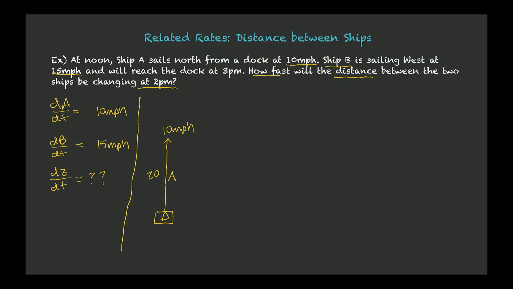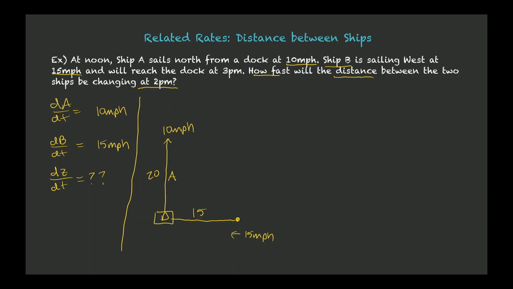All right, now that we've figured out where ship A is, let's figure out where ship B is at 2 p.m. Well, it doesn't reach the dock until 3 p.m. and it's sailing west, which means at 2 p.m. it would still be east of the dock. So it'll be over here somewhere. It takes 1 more hour from 2 p.m. to 3 p.m. to reach the dock, and it's going 15 miles per hour. So in that 1 hour, it has to travel 15 miles.